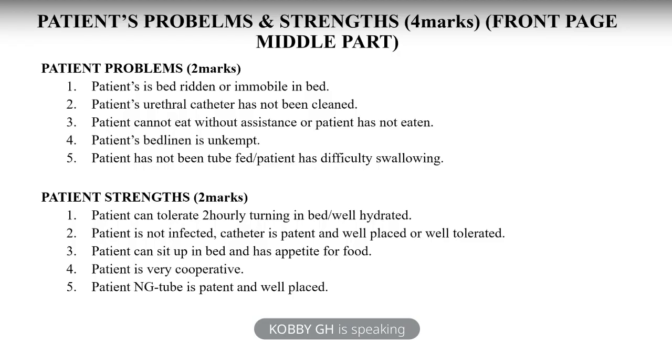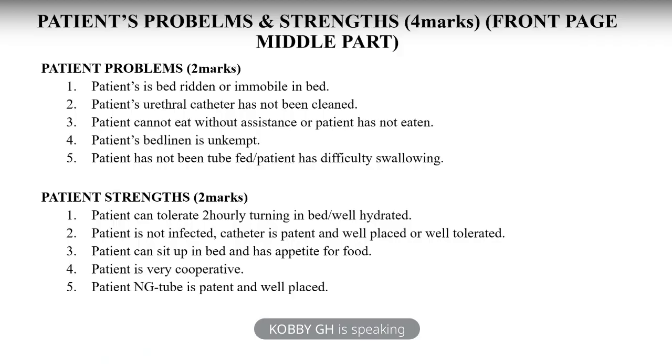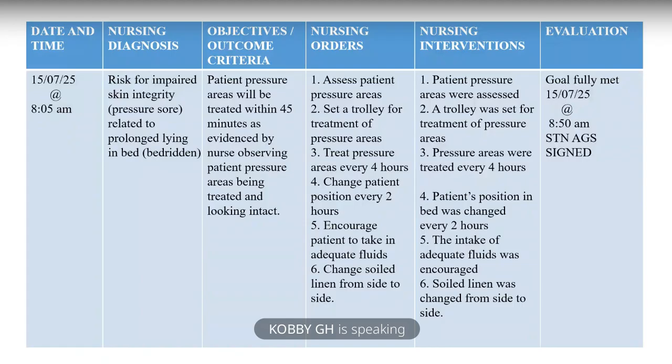For example, the patient is bedridden or immobile in bed. What is the problem? Patient is bedridden. That is the problem. Do you agree? Now, in a nursing diagnosis, the first part of the diagnosis is actually representing the problem, which is that the patient is bedridden. So if you write risk for impaired skin integrity related to bedridden, it's like you've related the problem again to the problem. And that is the error a lot of students commit.